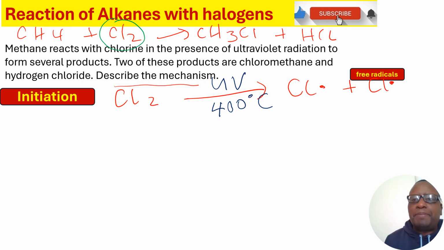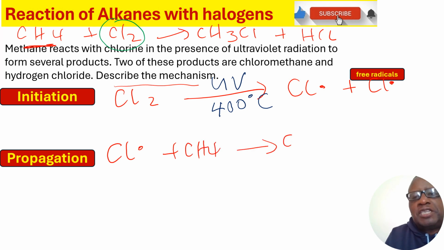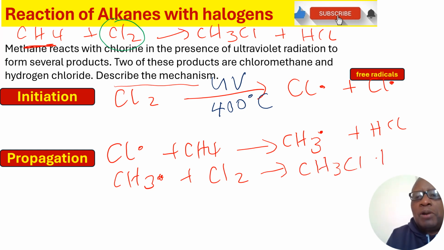Now we want to see what happens in the next stage, which we call propagation. In propagation, the Cl radical that you have formed will attack the methane to form a CH3 radical plus HCl. The CH3 radical formed will react with a fresh chlorine to form CH3Cl plus another Cl radical. Those are the two propagation steps, and students sometimes struggle with them.